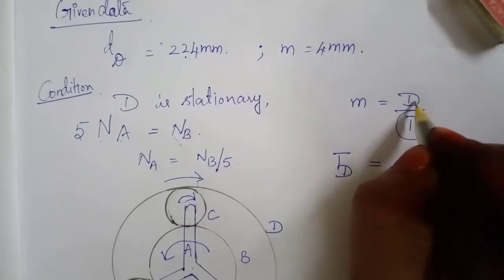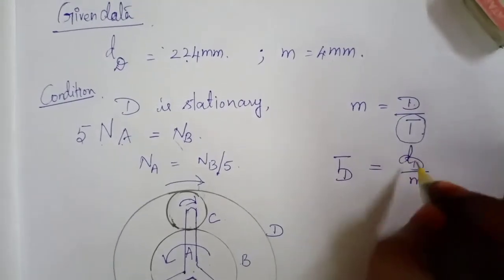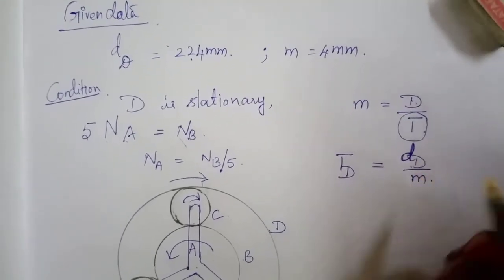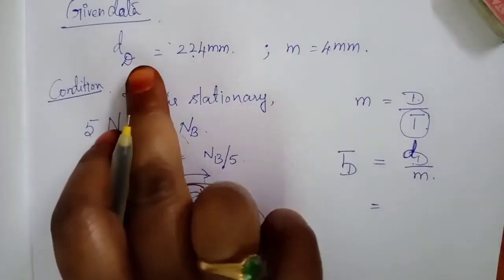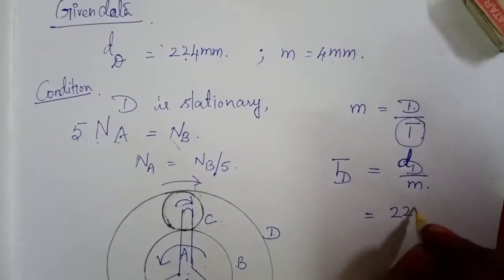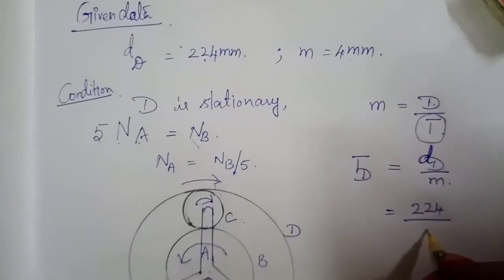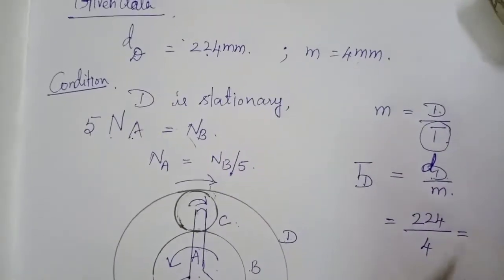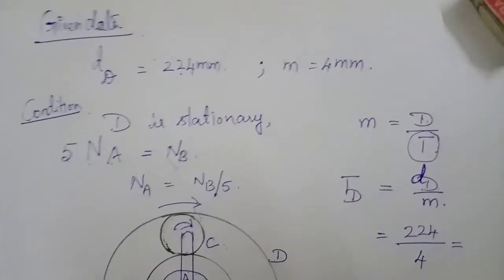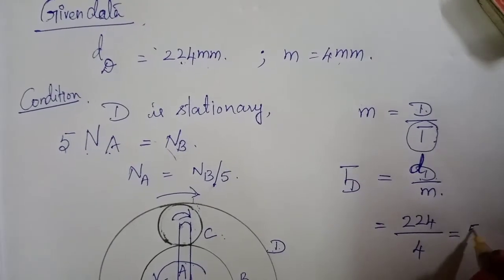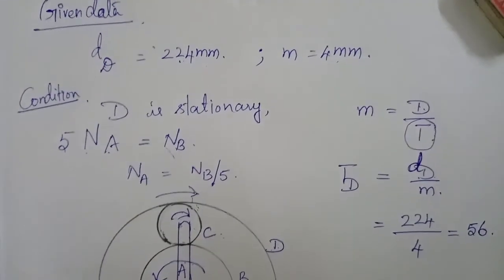That means D is nothing but the pitch circle diameter. So small d is 224 mm divided by the module, which is 4. So you will get the number of teeth of the internal gear as 56.